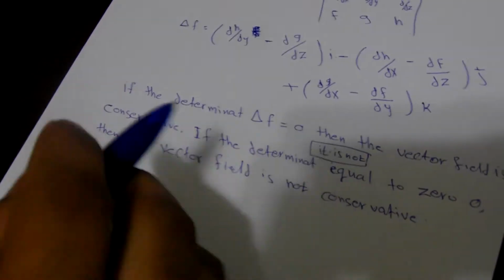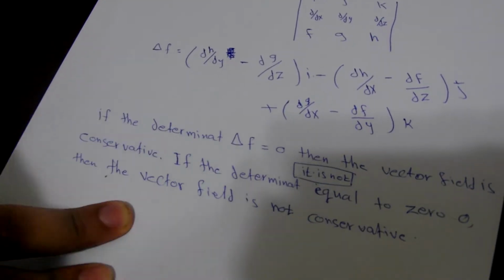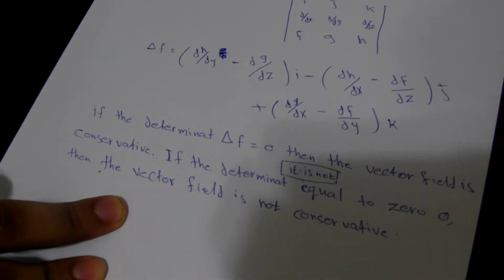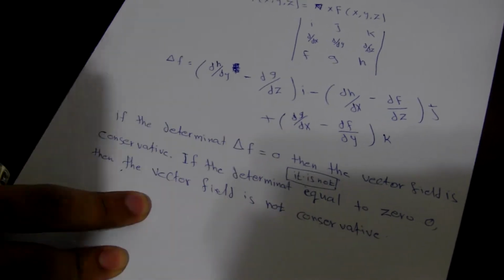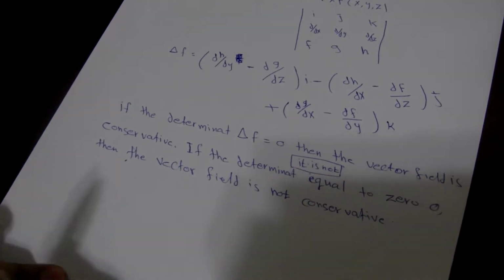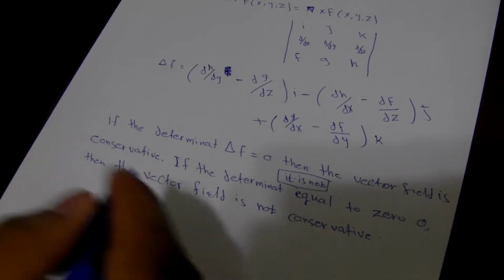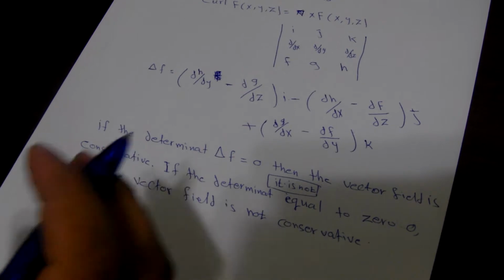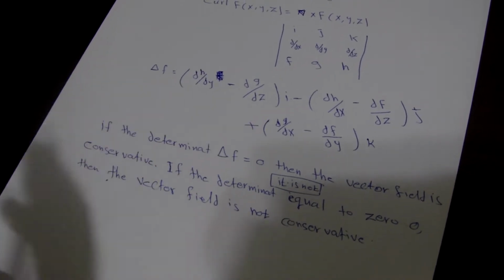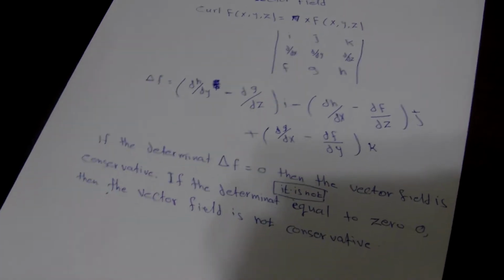So if the determinant of this 3 by 3 matrix is equal to 0, then the vector field is conservative. If the determinant is not equal to 0, then the vector field is not conservative. This is the theory of the test for a conservative vector field. Then we can start now with our question.